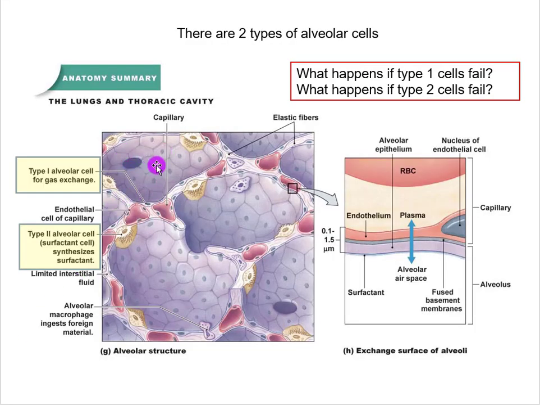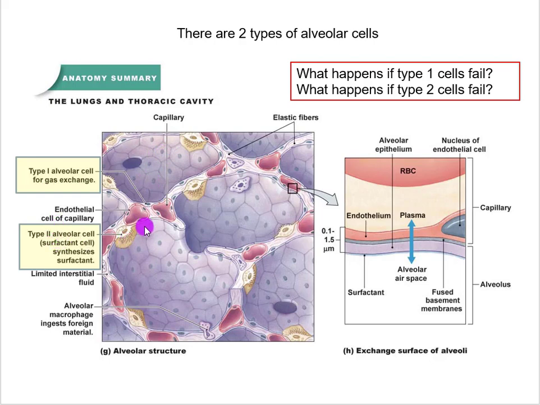The type 1 cells themselves are the regular alveolar cells. Okay, they're the regular alveolar cells, and these are the ones in purple all over the place here. And these are the ones that are responsible for gas exchange. It's made up of simple squamous epithelial tissue, and that simple squamous epithelium, remember, is flattened and it's a single layer, and these allow for gas exchange to occur. Those are the type 1 cells. Then what do type 2 cells do?